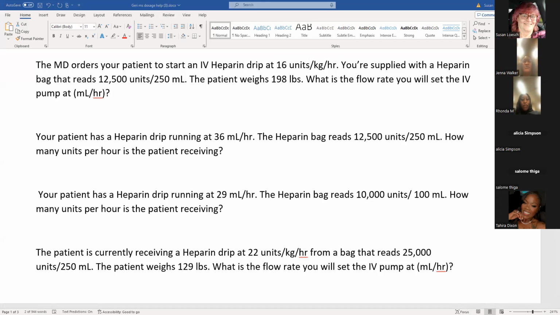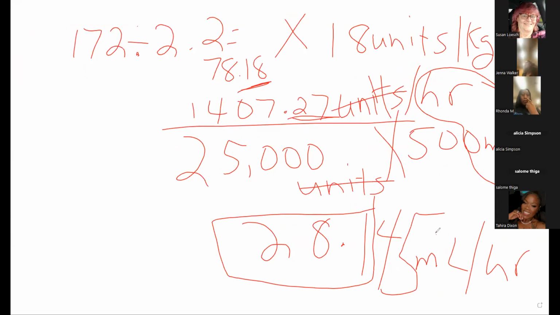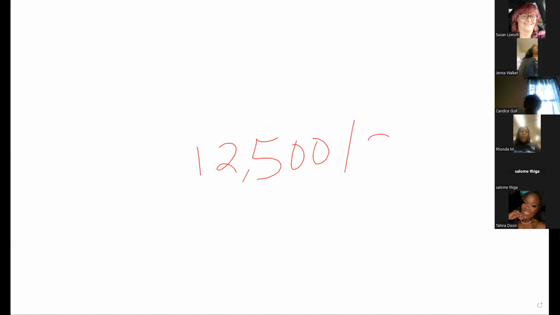If you have the answer, great for you, but we're going to work it out for those that aren't sure yet. Okay, so again, on hand, we got 12,500 per 250 mL.